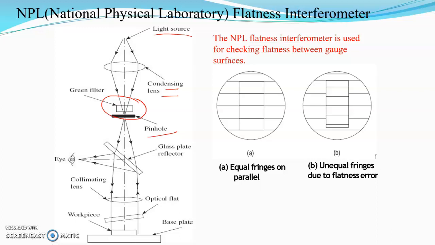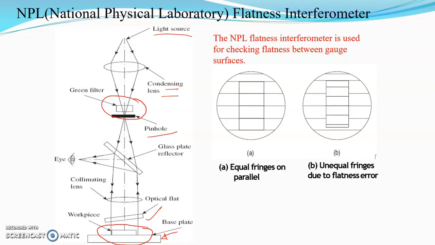Usually the parallelism of gauge blocks is checked by this instrument, and the gauge block is fixed over a base plate. This base plate forms a datum, and its surface is accurately finished and is also reflecting. The collimating lens projects a parallel beam of light onto the face of the gauge and the base plate through an optical flat.